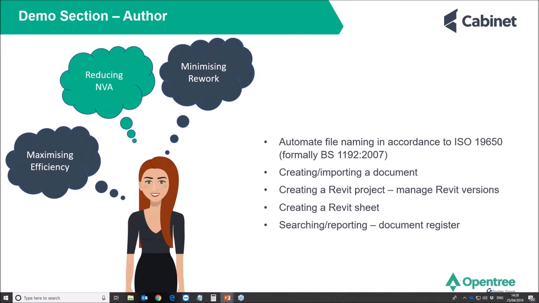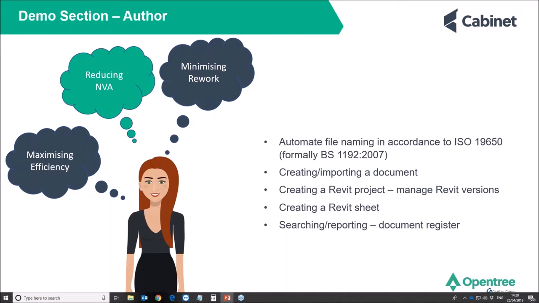But if you've got a Revit project 2019, you double click it, it will open up in 2019. And if you double click 2016, it'll open in 2016. So you don't end up getting that auto upgrade mode that Revit tries to do, because Cabinet's managing that for you. We're then going to create some Revit sheets, and we're going to export them as either PDFs or DWGs.